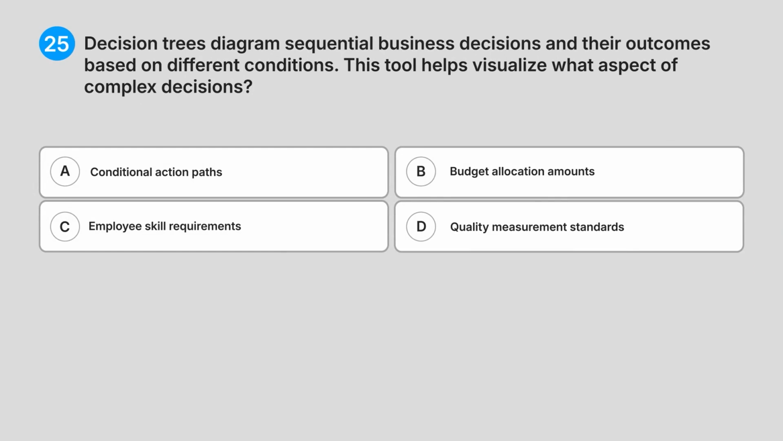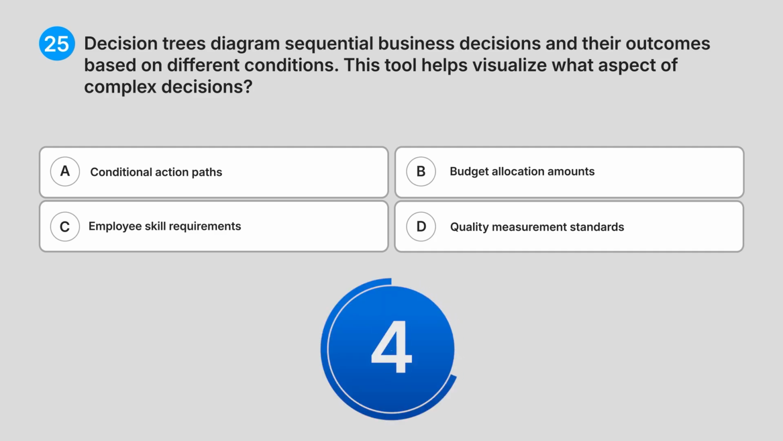25. Decision trees diagram sequential business decisions and their outcomes based on different conditions. This tool helps visualize what aspect of complex decisions? A. Conditional action paths. B. Budget allocation amounts. C. Employee skill requirements. D. Quality measurement standards. Can you guess the answer?